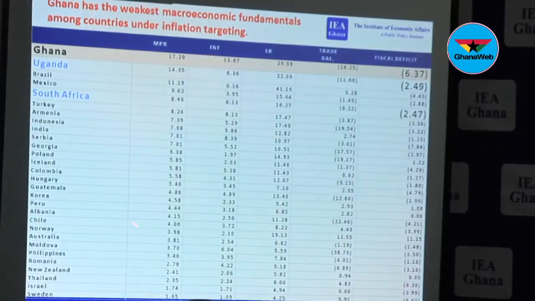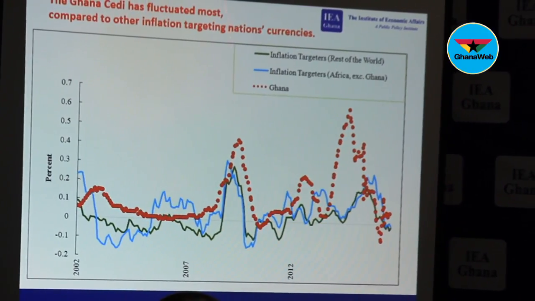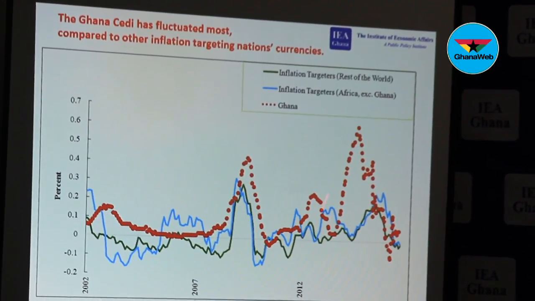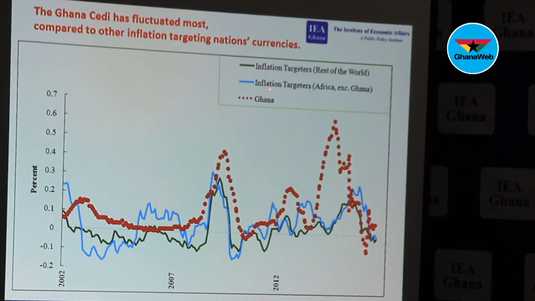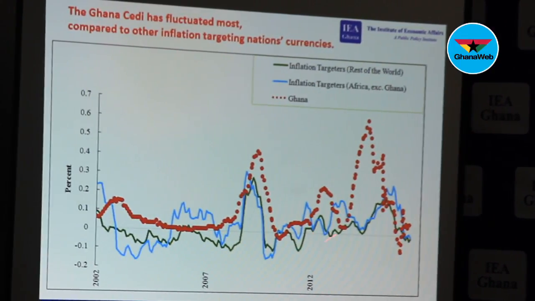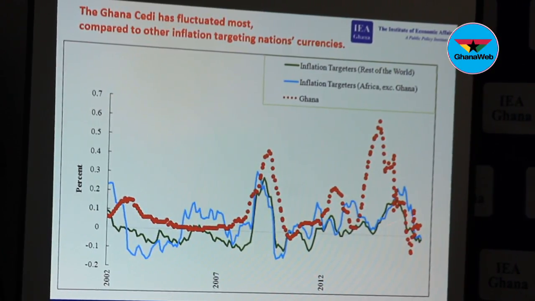So we look at their monetary policy rate, their inflation rate, their trade balance, their fiscal balance, all these countries. We look at their exchange rate, the rate of exchange rate depreciation, and Ghana is the worst of all. The red line here is the rate at which our currency has depreciated. The blue line here is inflation targeters in Africa, South Africa and Uganda. And the green line is the rest of the world.